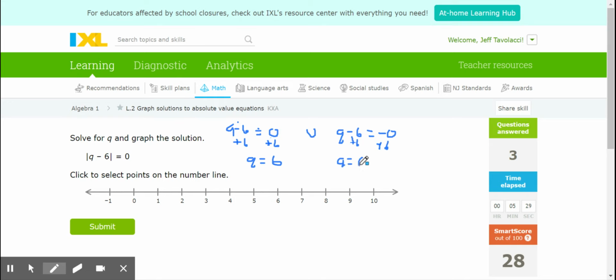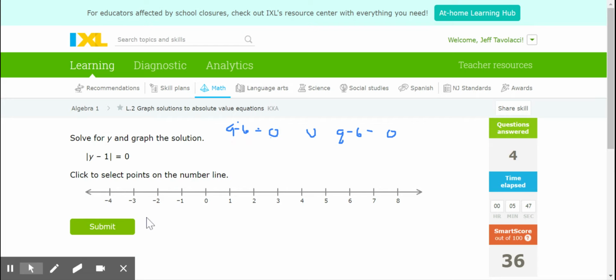6 minus 0 is 6. So what we're saying here is the value that gives you a 0 inside here would be 6. 6 minus 6 is 0. And what value is 0 units away from 0? Well, the answer is 6.